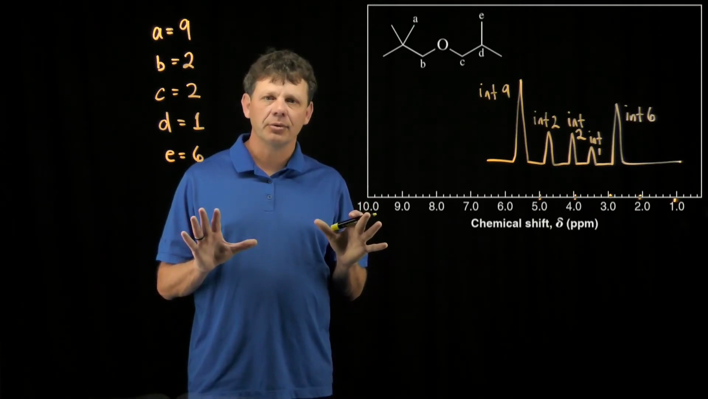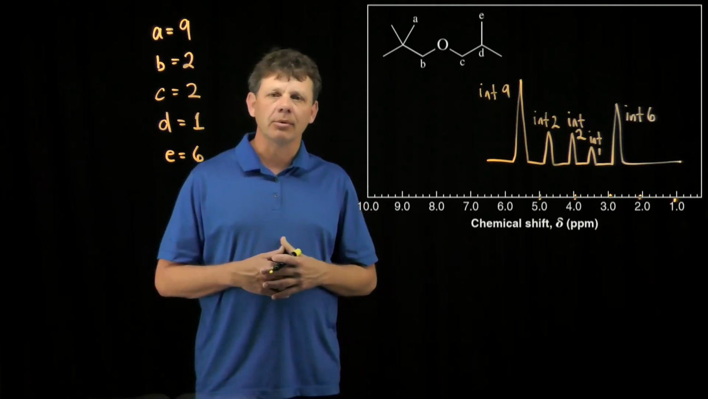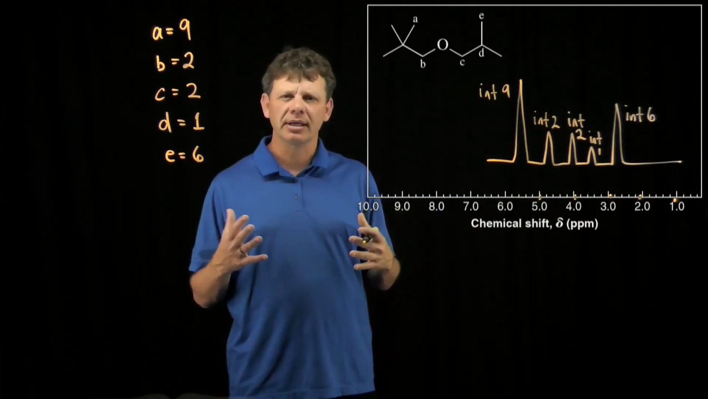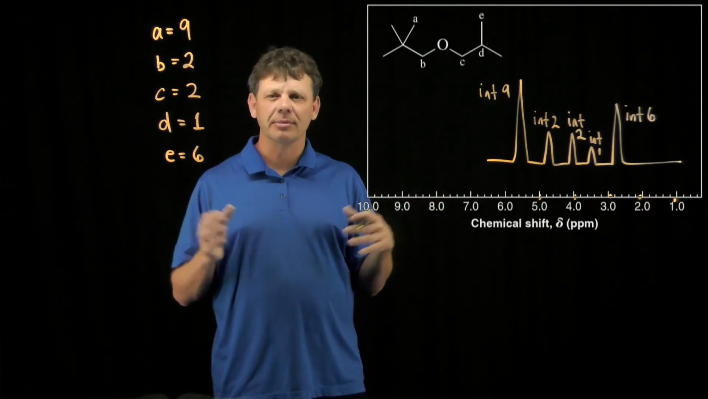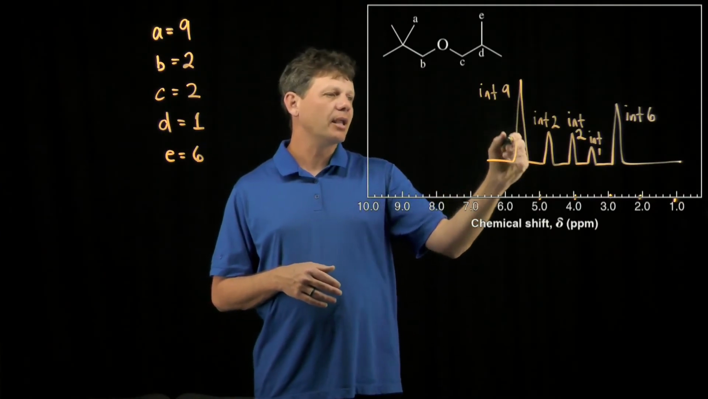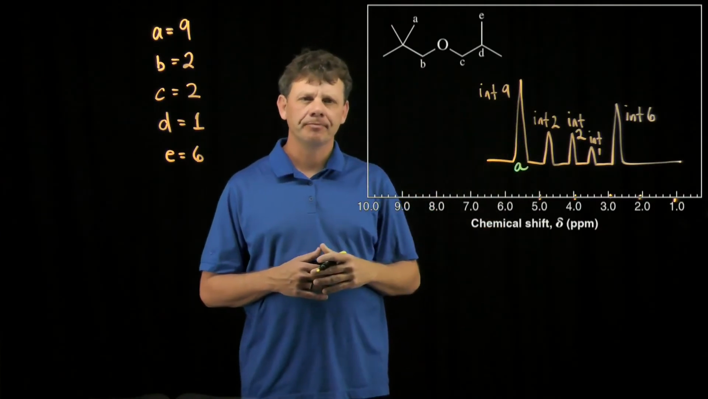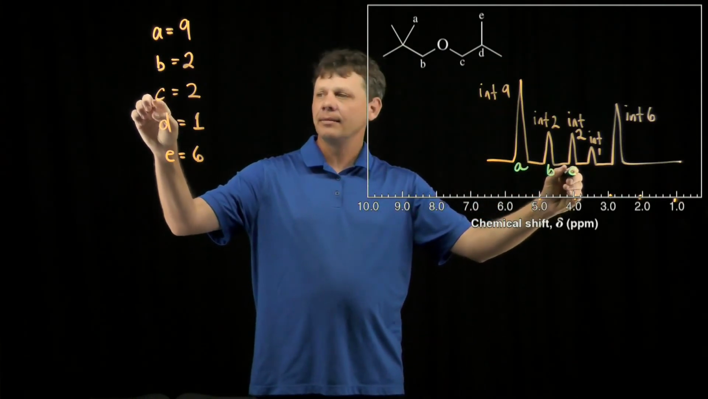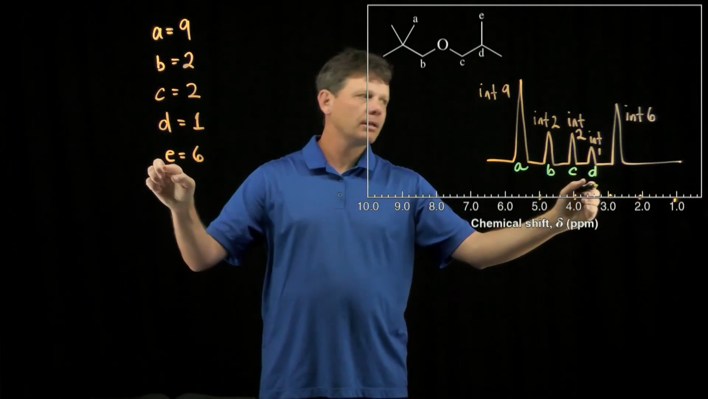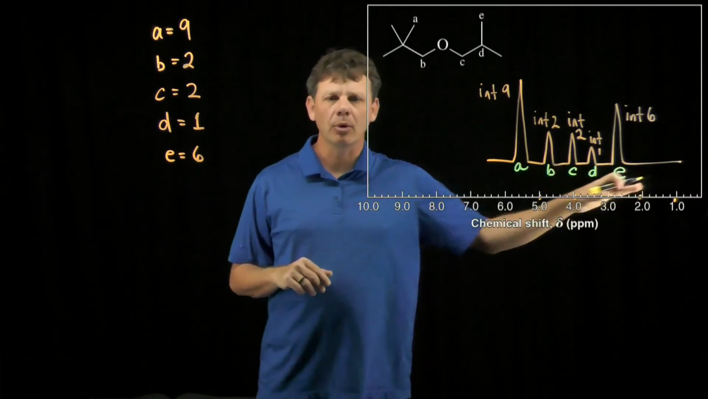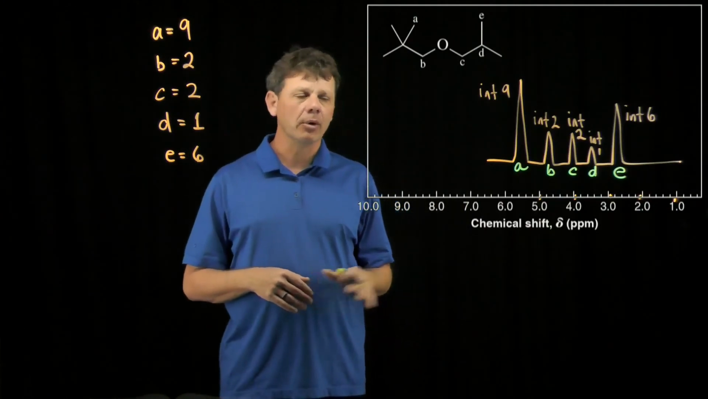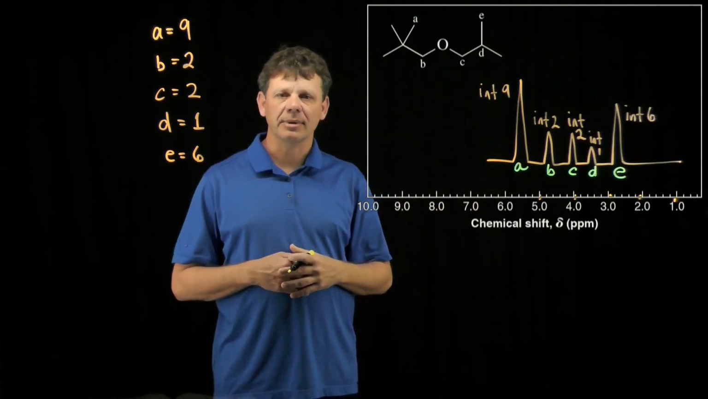Not so fast. I left too early. We were supposed to label the signals, and I think we put them in order, so hopefully it's obvious, but let's do what the assessment asked us to do. The one that integrated to 9, that was A. The one that integrated to 2 was B, C, D, and E. Again, I wrote them in this order, A, B, C, D, E, just because it was convenient. When we look at a real spectrum, they won't be, but now we've got the assessment answered fully.